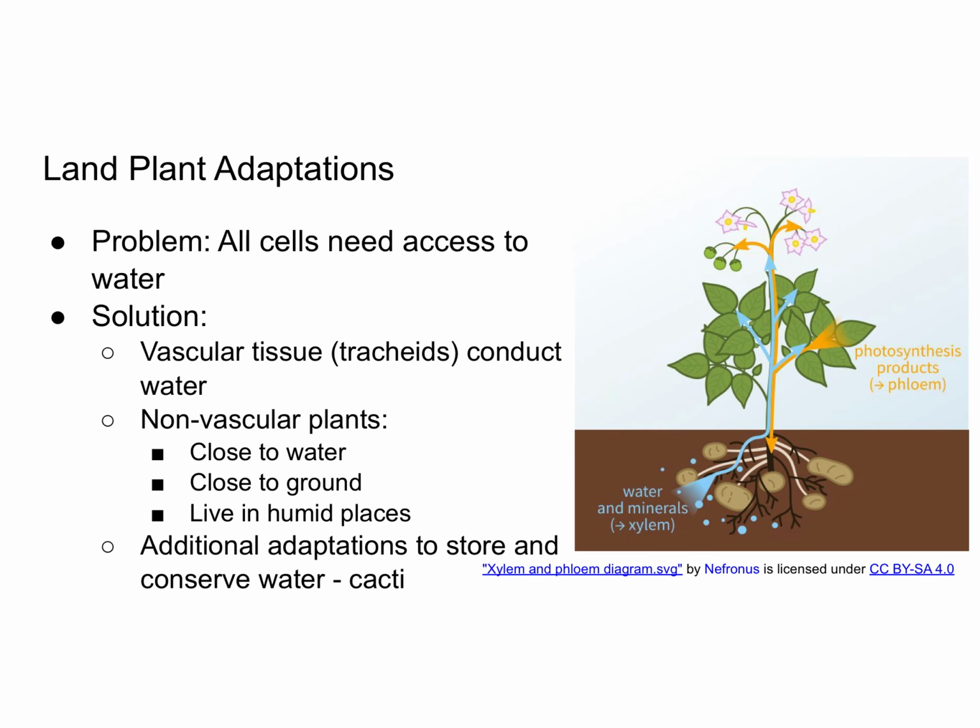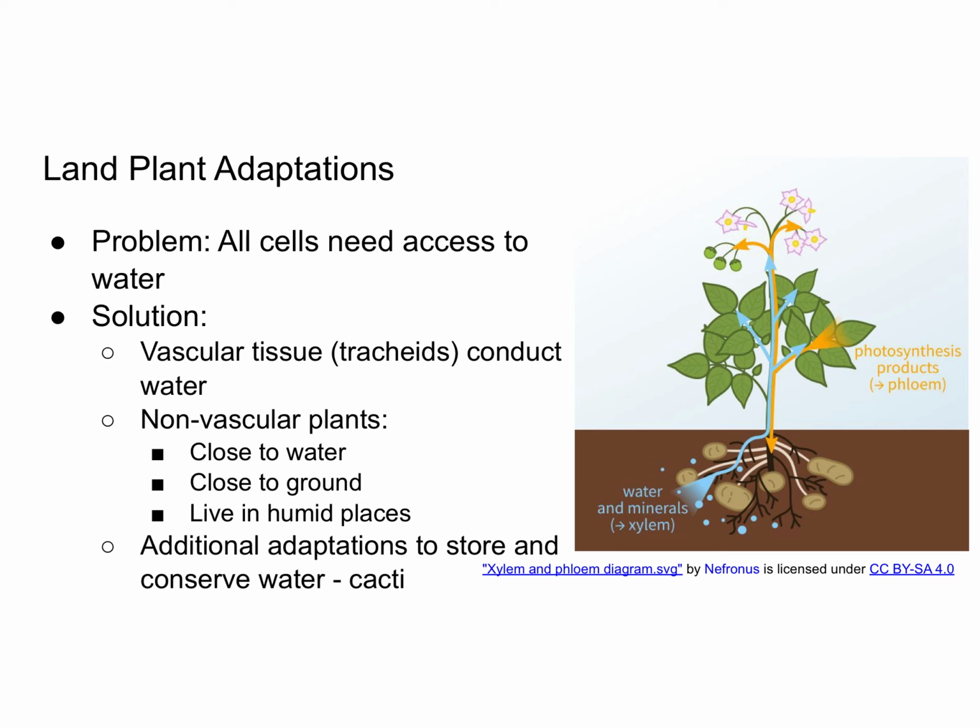Another problem plants faced when they were no longer aquatic is that all cells need access to water, because water is needed as a solvent and also for chemical reactions to occur. So one solution that evolved is the development of vascular tissue. As vascular tissue is made up of these cells called tracheids.